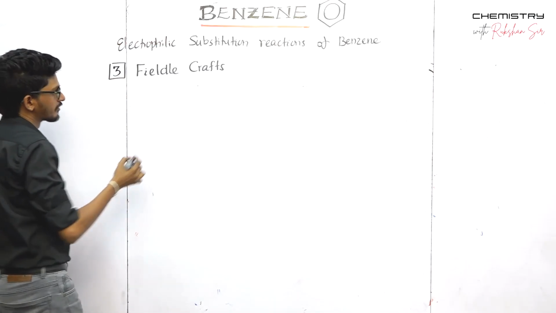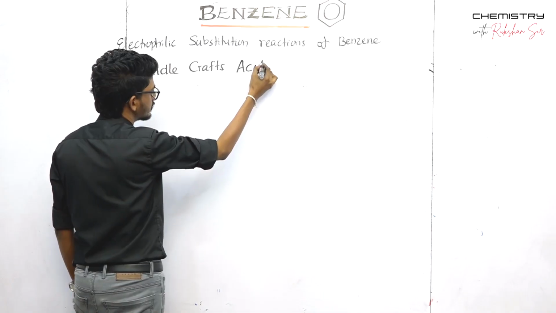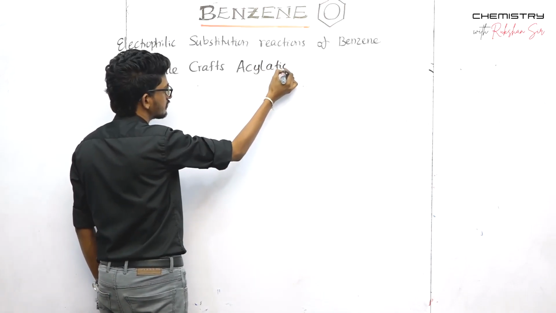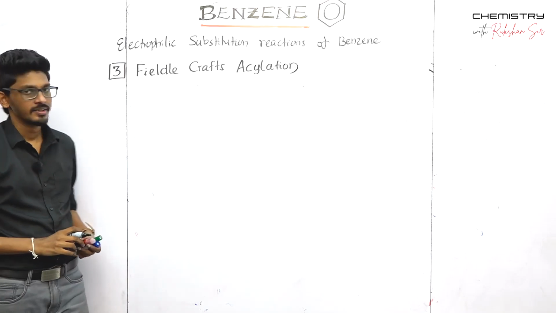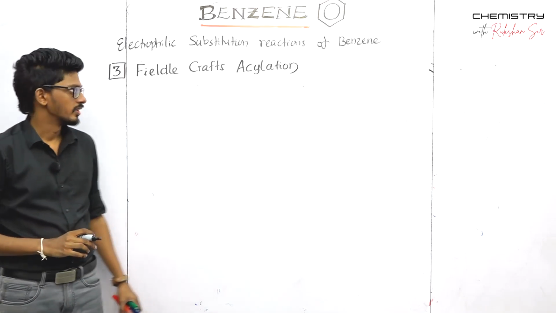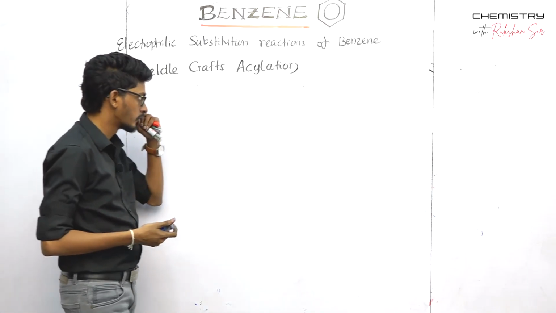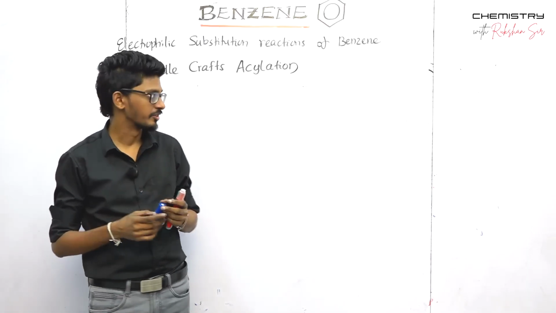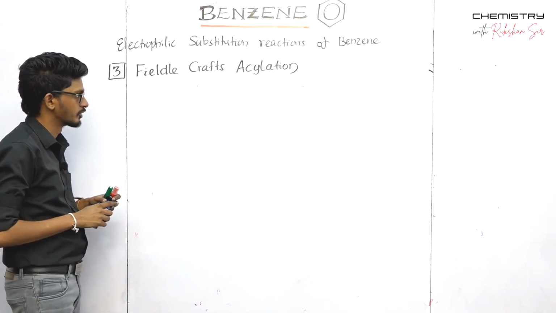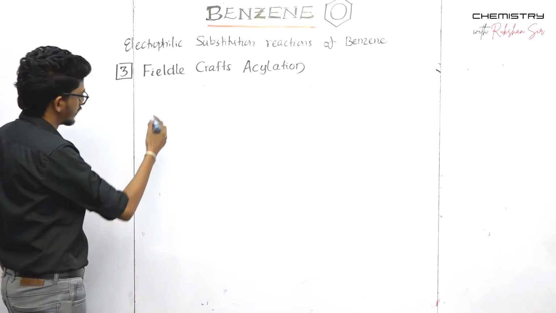Number 3 is Friedel-Crafts acylation. Right? Let's come up with the Friedel-Crafts acylation. It's just connecting a ketone kind of a group to the benzene ring, right? So that is the reaction. We are supposed to discuss the mechanism as well, right? So let's see.